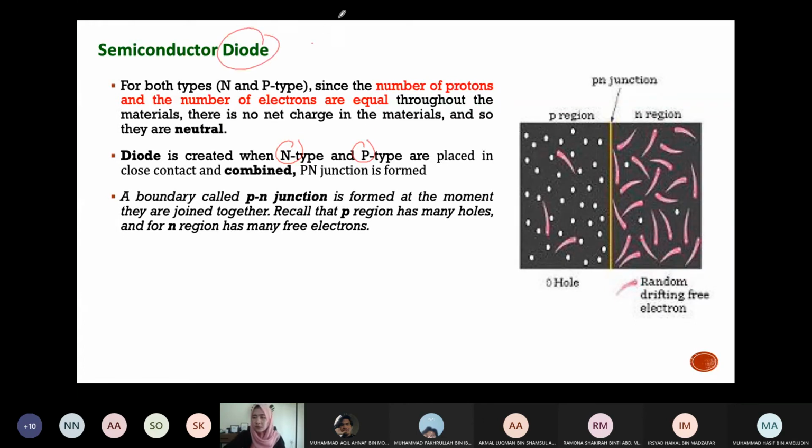Now we are talking about the semiconductor diode. A diode is created when the n-type is placed in close contact with the p-type semiconductor. When in close contact, between the n region and the p region we have what we call the p-n junction. Recall that the p region has many holes. Remember, the majority in the p region is holes, while the majority in the n region is free electrons.